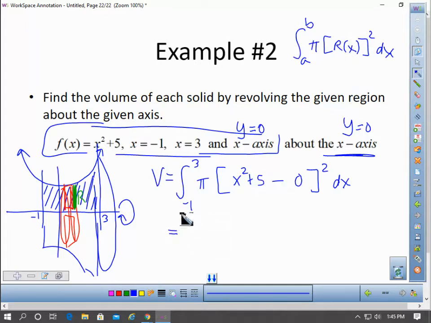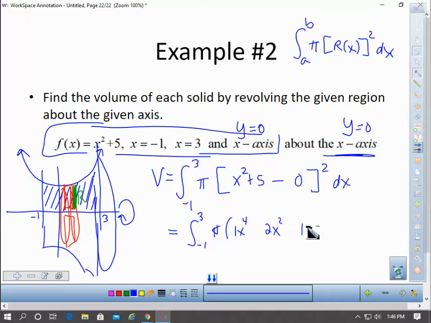Okay, now, this will be negative 1 to 3 pi, because I'm going to do these by hand. Not thinking that the minus 0 is there. I'm just doing x squared plus 5 squared. If you think of Pascal's triangle, it's 1, 2, 1. We're squaring this. So we start at the front, we square that, that'll be x to the 4th, then x squared, then no x's.